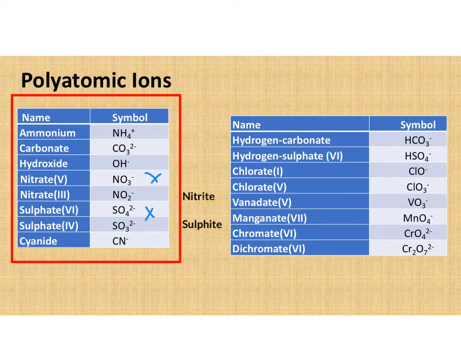Cyanide, which you may not come across, is actually carbon bonded to a nitrogen atom with a minus charge. Over on the other side, these are less common, but I thought it'd be useful for you to be aware of these as well. You'll probably come across hydrogen carbonate and hydrogen sulfate. They're just the corresponding carbonate and sulfate with an H plus added. And then you've got 2 different types of chlorate and vanadate, manganate, chromate, and dichromate. Certainly dichromate(VI) you will be coming across in organic chemistry. They're useful ions to know, but certainly this table is really important for you to be aware of.